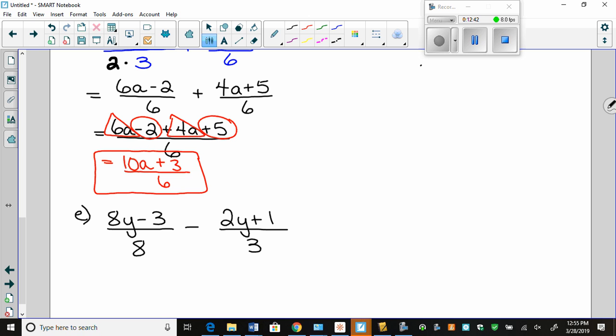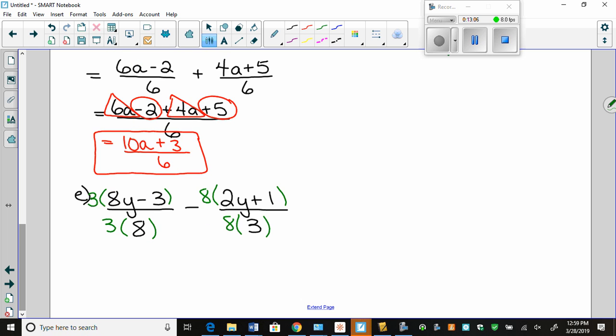What's common to 8 and to 3? 24. So you're going to have to multiply the 8 one by 3's and the 3 by 8's. It's okay if you have to do both. So try it out. We're going to do that first before we even try the subtraction. So common denominator is 24. Multiply by 3 and by 3 and by 8 and by 8.